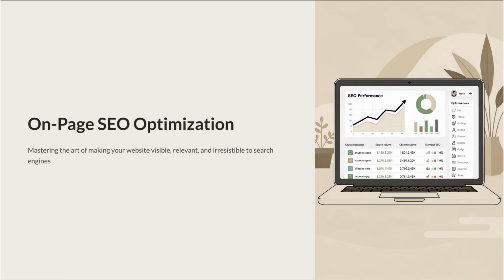On-page SEO optimization is crucial for enhancing your website's visibility and relevance. Focus on crafting compelling title tags and meta descriptions, structuring content with a clear header hierarchy, and building clean, SEO-friendly URLs. Optimize images with descriptive file names and alt text to boost visibility. These elements collectively improve search rankings and user experience.